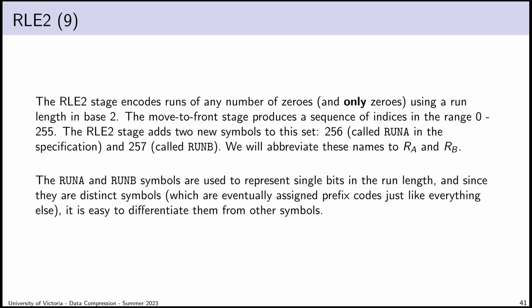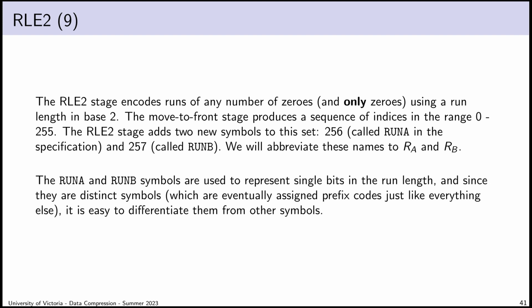So although deflate doesn't have to worry about encoding run lengths, we have some precedent to think about the case where we're encoding a mixture of actual prefix-coded symbols and arbitrary bits into our stream. But BZip doesn't do that. Instead, the RLE2 stage is encoding runs of zeros and only runs of zeros. And it encodes them using a run length in base 2. So we don't have the same inflation we have with unary.